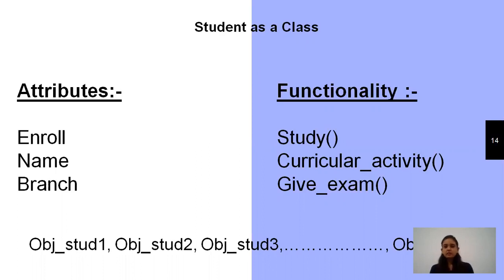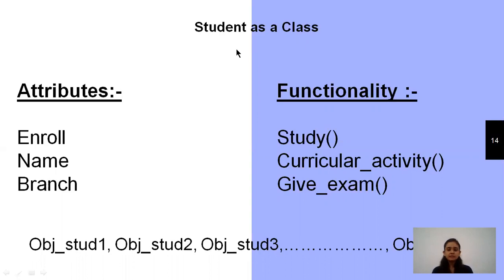In that you can have the variables also, and you can have the functions also. So what are these attributes? I can consider the attributes as the variables, and I can consider this different functionality as the functions, and these functions are the part of the class.